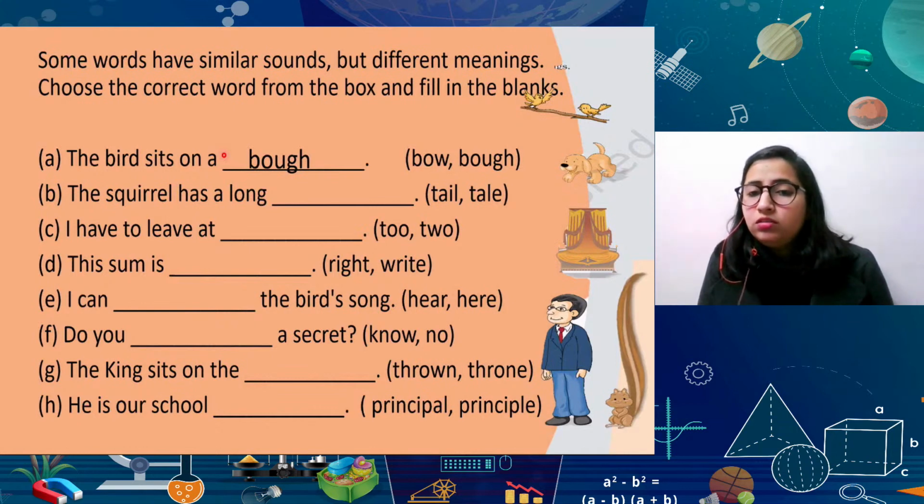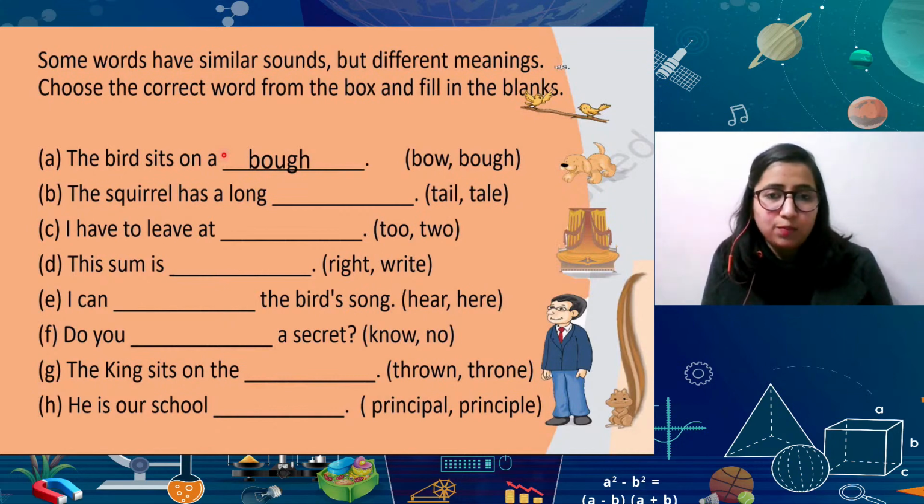The squirrel has a long, and you know which tail we are going to use here. You are quite familiar now, and we discussed this example in the beginning as well. So the squirrel has a long tail. Next, I have to leave at, and again we have two words, to and two. If I'm leaving, I will tell the other person the time I'm planning to leave. So the right choice would be T-W-O, that is 2 o'clock. So I have to leave at 2. This two tells the time at which I'm planning to leave.